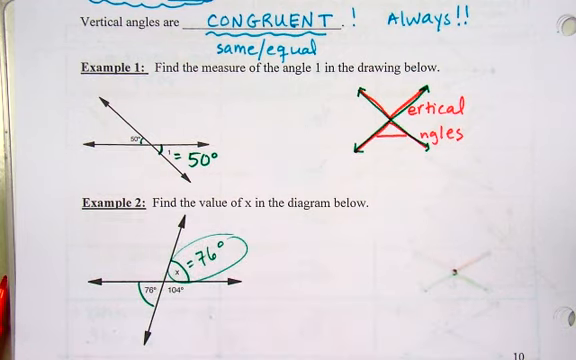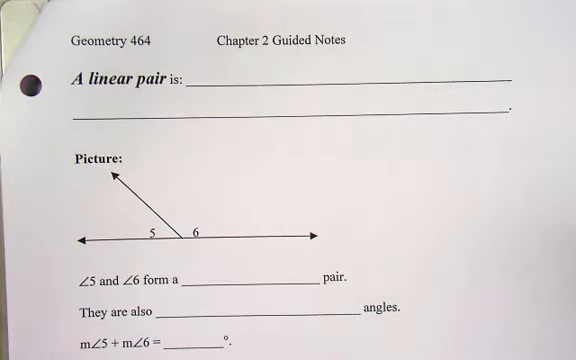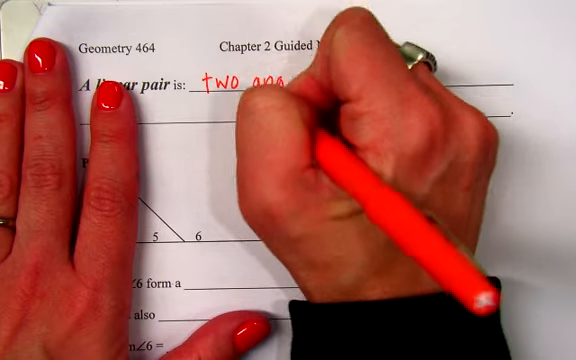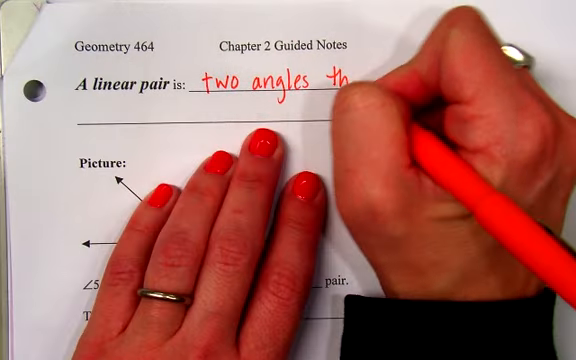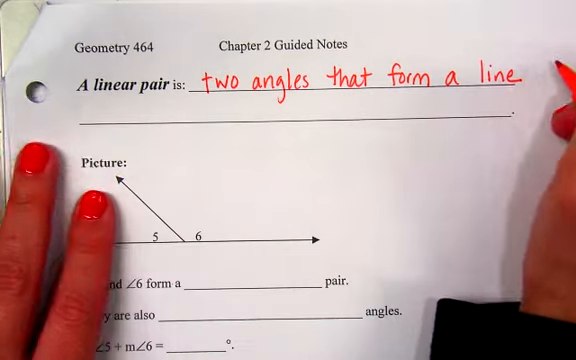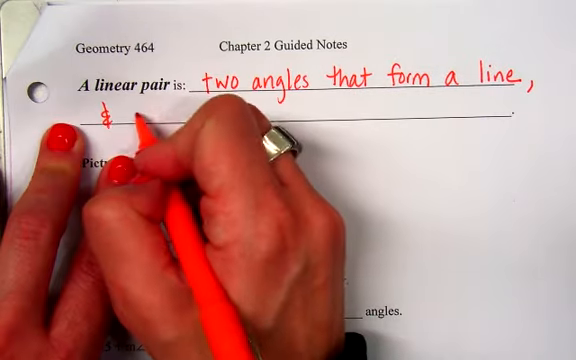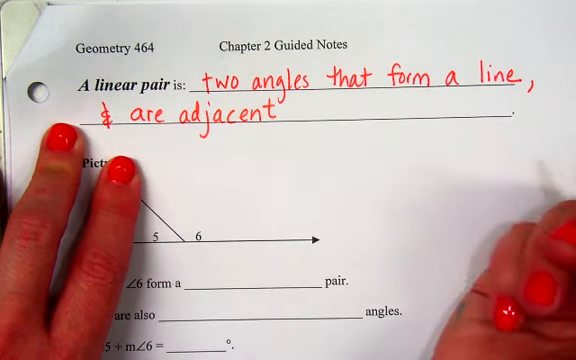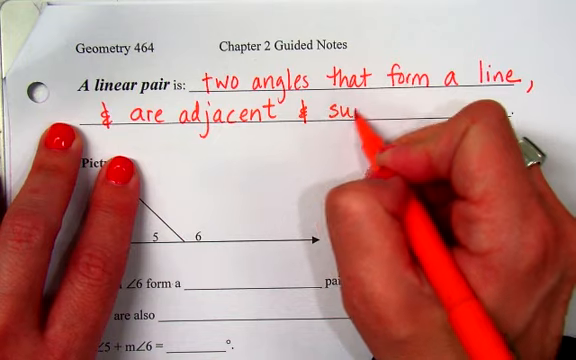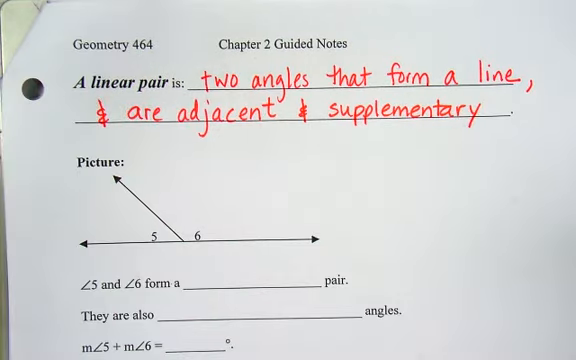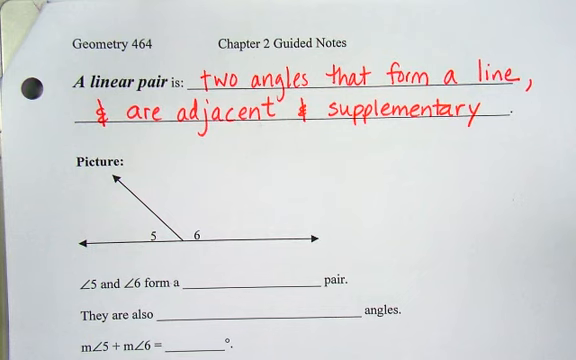This is the other word we learned yesterday, a linear pair. We were calling it LP, right? So a linear pair is just, again, two angles that form a line. We talked about that. And are adjacent, right, next to each other. And last part, supplementary. You guys came up with all these definitions yesterday when we did the activity on the board. So two angles that form a line and are adjacent and supplementary.